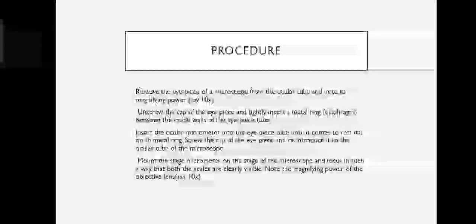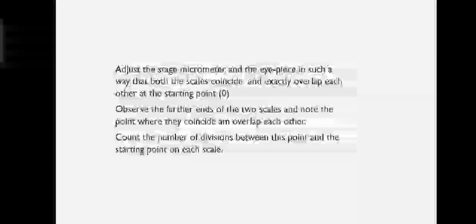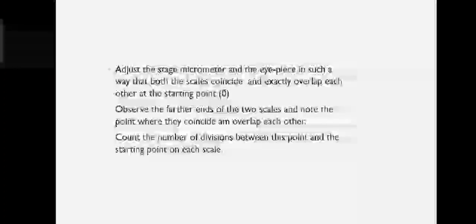Screw the cap of the eyepiece and reintroduce it to the ocular tube of the microscope, and then mount the stage micrometer on the stage of the microscope and focus in such a way that both the scales are clearly visible. Note the magnifying power of the objective lens, and then adjust the stage micrometer and the eyepiece in such a way that both the scales coincide and exactly overlap each other at the starting point.